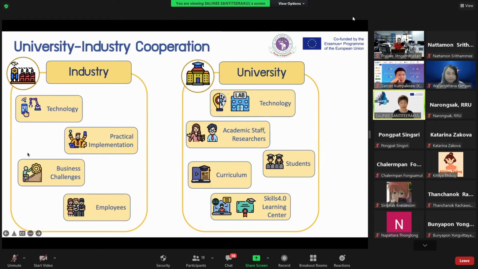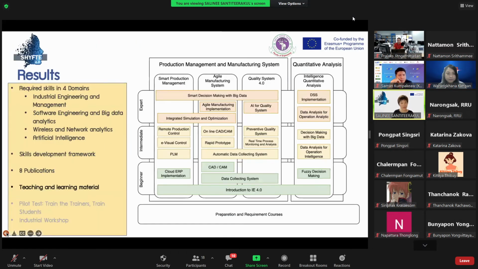So maybe you can get some idea of how we can do the project. And next, we have already decided the teaching and learning material, and we are in the activity of doing the pilot test. Some training for the trainers in some modules has already been done. And this year, we will continue to train the students in the selected module in each domain as well.